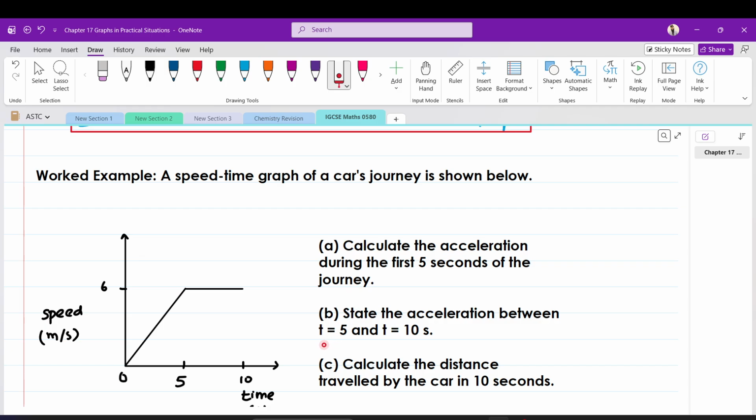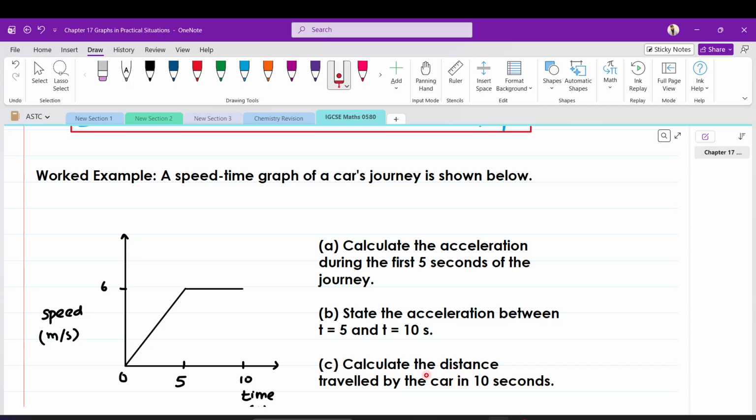In part B, the question says state the acceleration between t equals 5 and t equals 10 seconds. So it says state. That means we do not have to do any calculations. What will be the acceleration between t equals 5 and t equals 10? From here, you can see that this is constant speed. At constant speed, your acceleration is equal to 0.